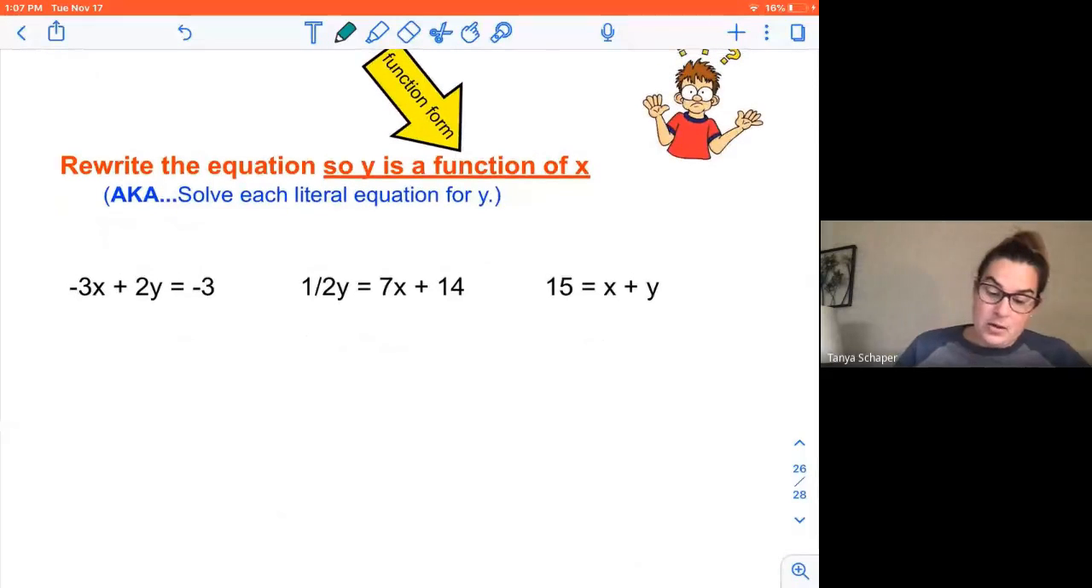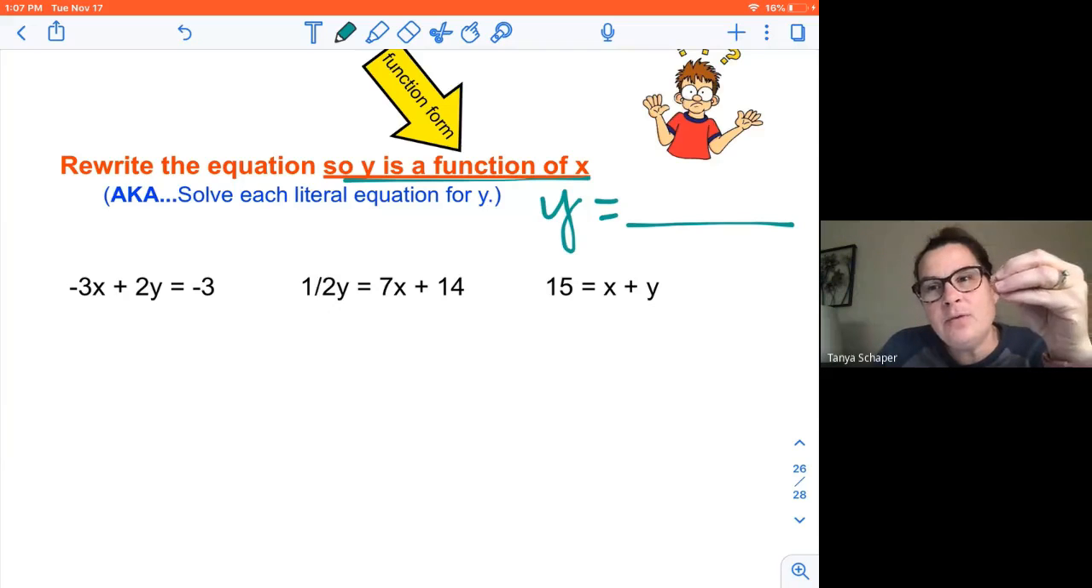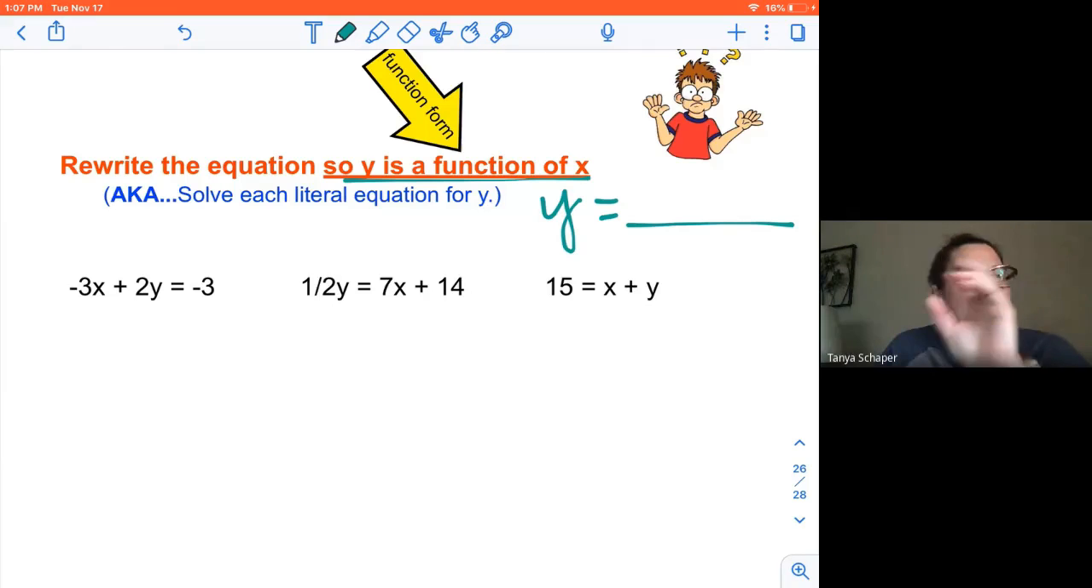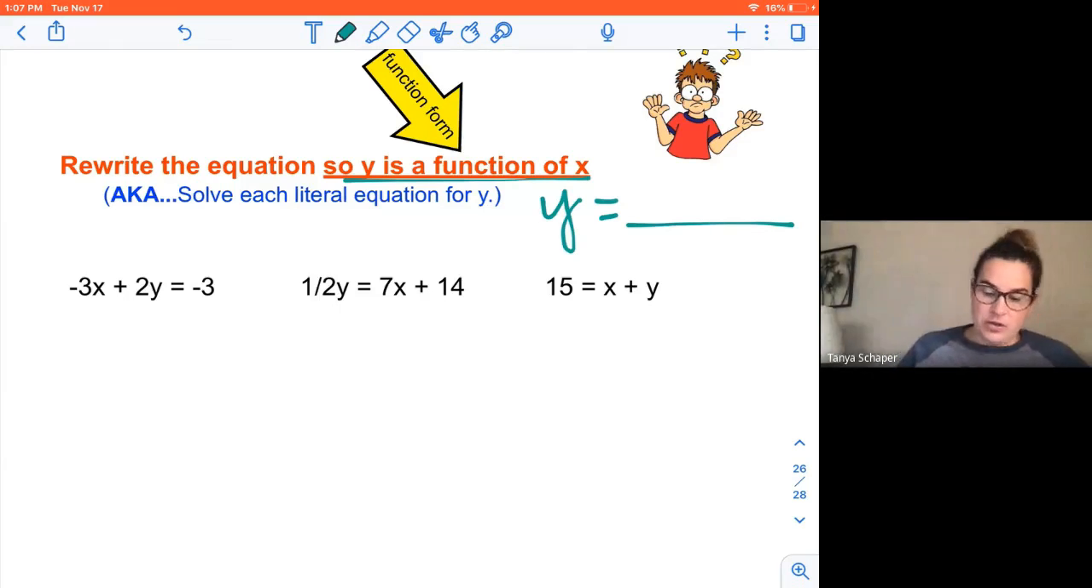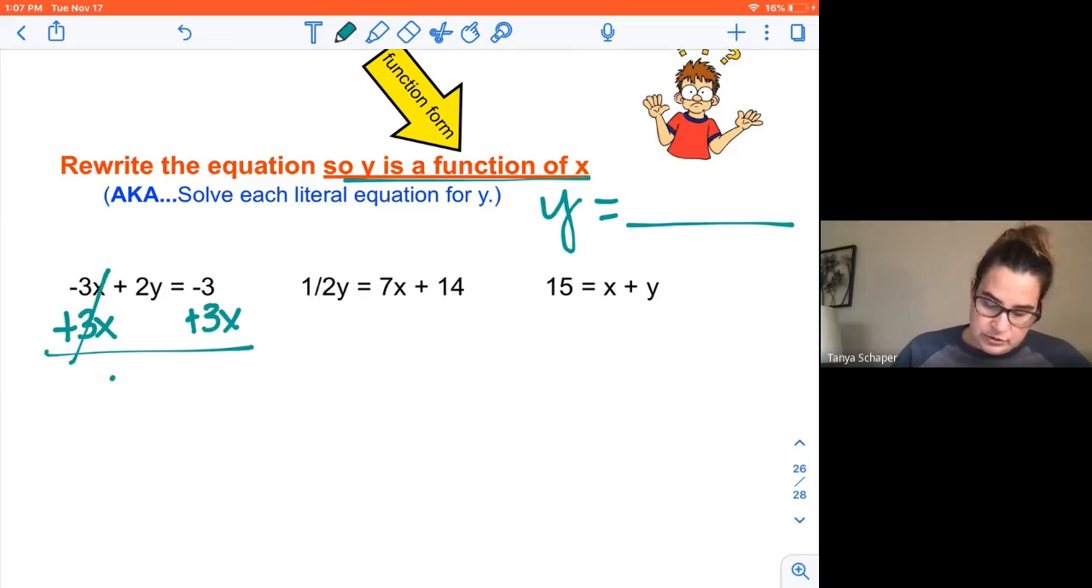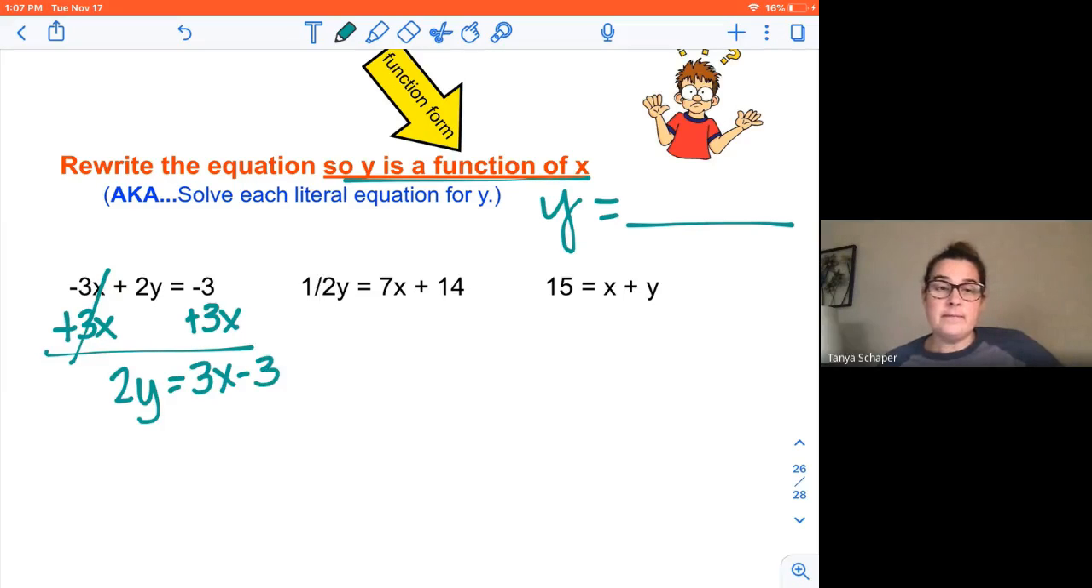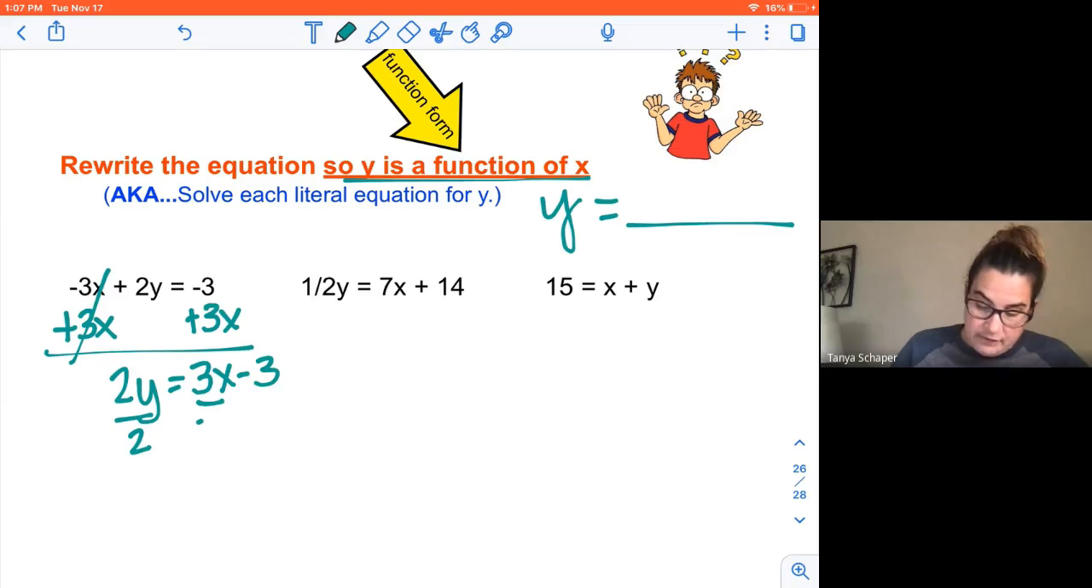Here we go. We're going to write y as a function of x. That means we want to get y equals. When we did literal equations, we decided to keep it in one form. We just want y equals. We're not going to change that up for you at all. So when I look at this, I'm going to add 3x to both sides. So 2y is equal to 3x minus 3. And then I'm going to undo that multiplication by dividing everything by 2.